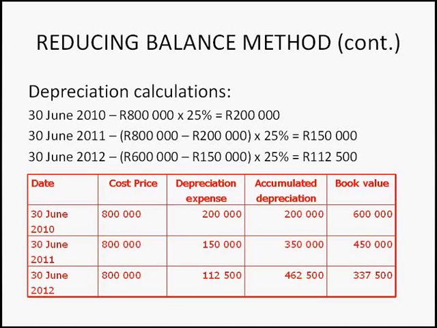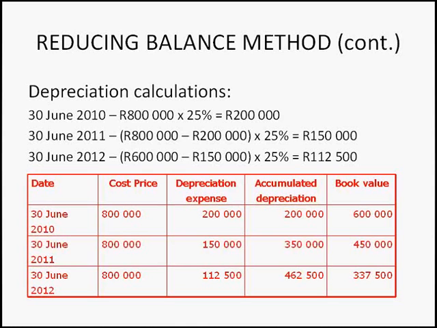In year 2, on the 30th of June 2011, our cost price is still 800,000. That does not change. The depreciation expense now, the amount that I've written off for that year specifically, is 150,000 as per my calculation at the top. And that now gives me an accumulated or a total depreciation written off to date of 350,000. How did I get that? Well, it's the 200,000 from the previous year plus the 150,000 from this year. So 200 plus 150,000 gives me 350,000. So that will then give me a book value of 450,000. Book value equals cost price minus accumulated depreciation. So it is 800,000 minus 350,000, and that gives me a book value of 450,000 rand.